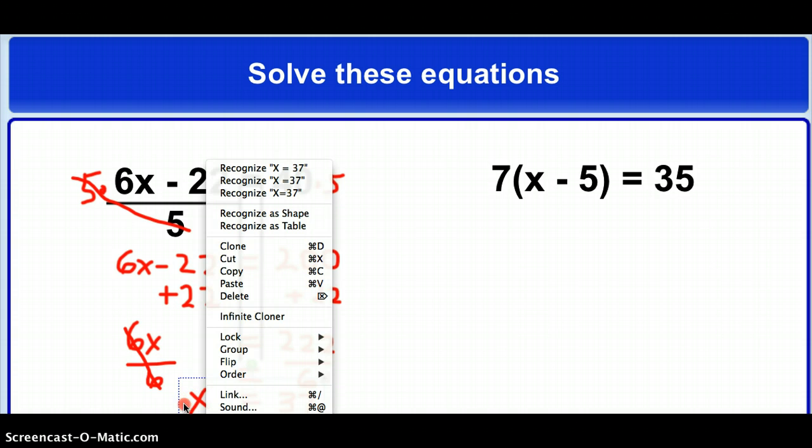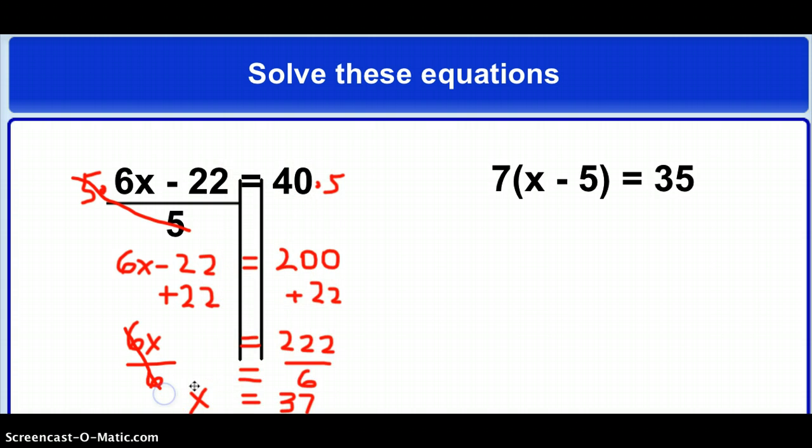So, several steps involved there, but we still ended up with what we were looking for in terms of getting x by itself, and we solved this and found out that x is in fact equal to 37. Okay, let's look at this other one over here.